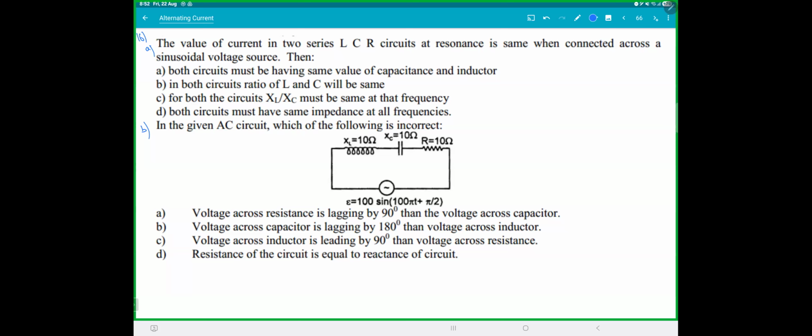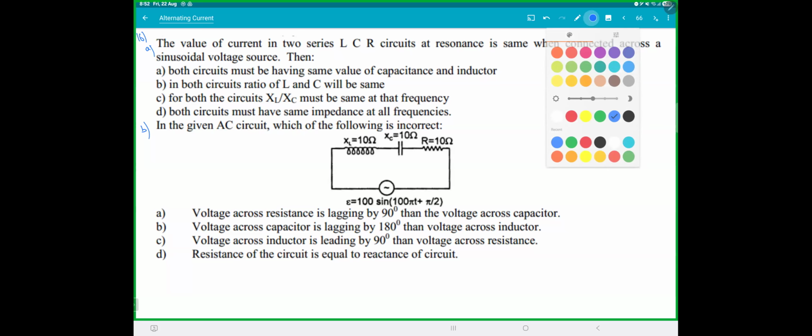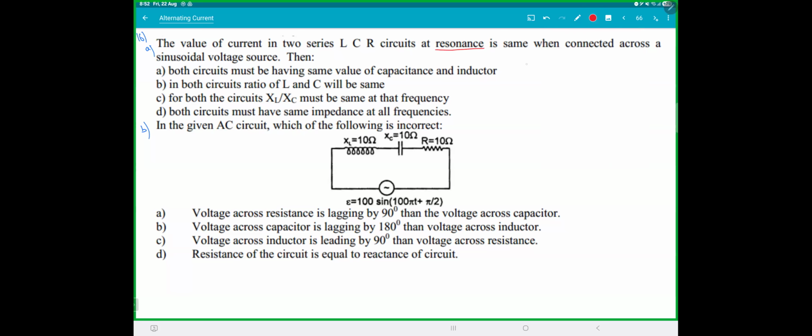Let's see. You can see the value of a current in two LCR series circuits. So he's talking about series circuits. Both are in resonance. Now, if you are in resonance, XL becomes equal to XC in each circuit. So that's omega L is 1 by omega C, and omega is 1 by root LC.